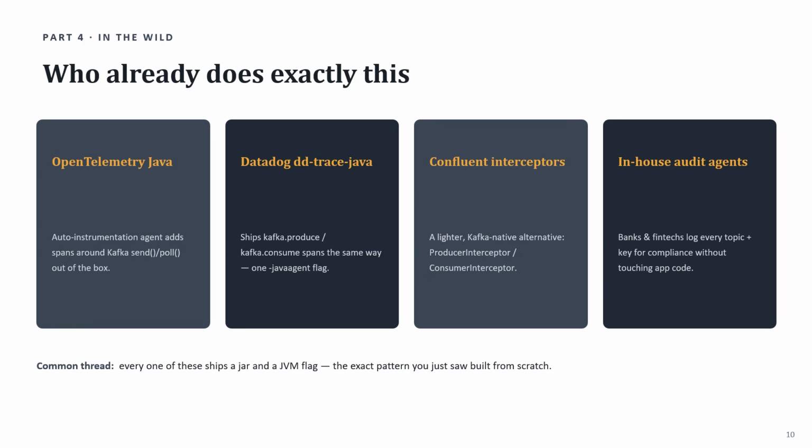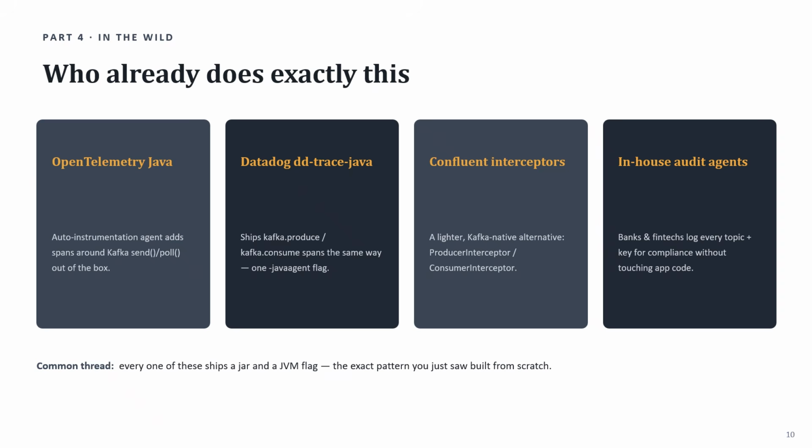Who already does exactly this? OpenTelemetry Java, Datadog dd-trace-java, Confluent interceptors, and in-house audit agents. OpenTelemetry Java is an auto-instrumenting agent that adds spans around Kafka send and poll out of the box and ships the kafka.produce and kafka.consume spans, the same way the -javaagent flag does. And the lighter Kafka-native alternative is producer interceptors or consumer interceptors. Banks often attach these to log every topic plus key for compliance without touching the app code.